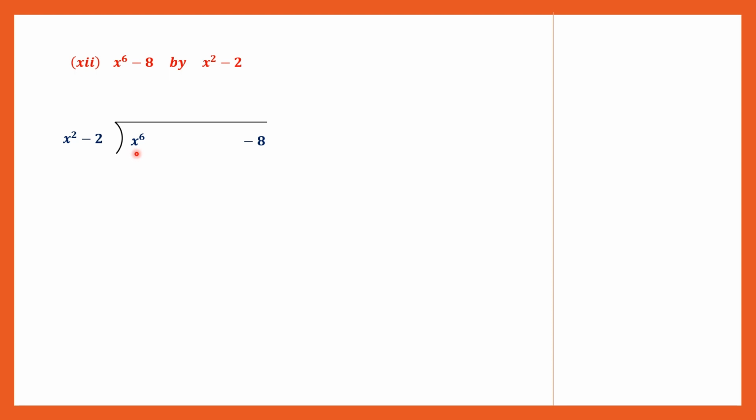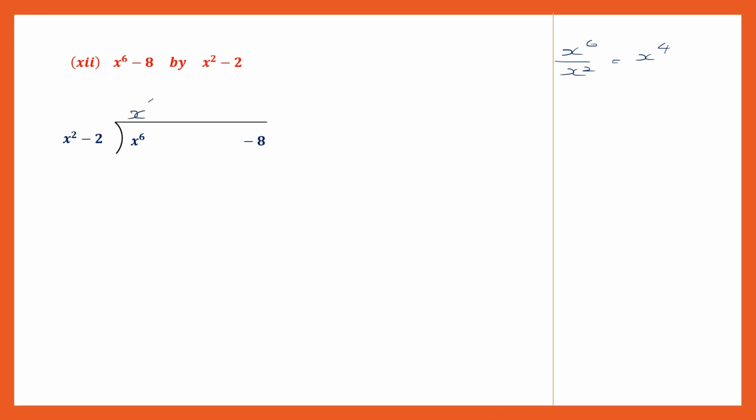Divide the first term of the dividend by the first term of the divisor. That is x to the power of 6 divided by x to the power of 2. So this will be x to the power of 6 minus 2, that is x to the power of 4. So that now will become the first term in our quotient. So we have to write it down here. So that becomes x to the power of 4.